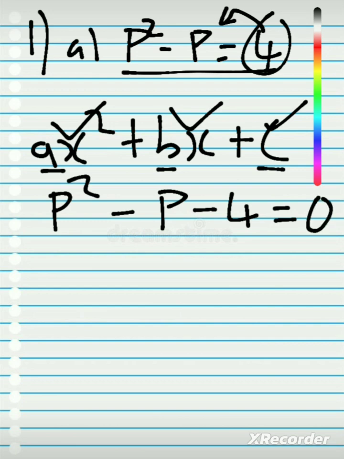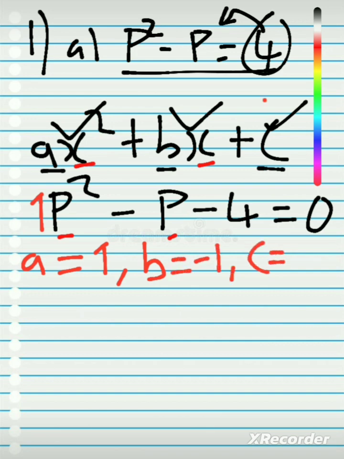Of course we don't have x here, we have p, but the p is a variable representing x. So we're solving for p, not for x. That's the difference. Meaning that our a is the invisible one here, the coefficient of p squared. Our b is the coefficient of negative p. Our c is the term without x, the negative 4. Those are the numbers we're going to use.